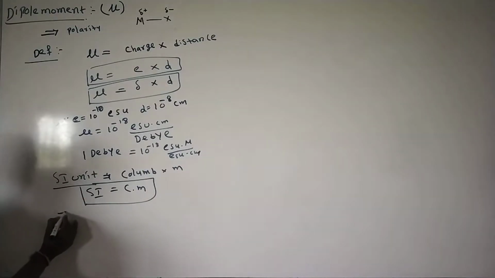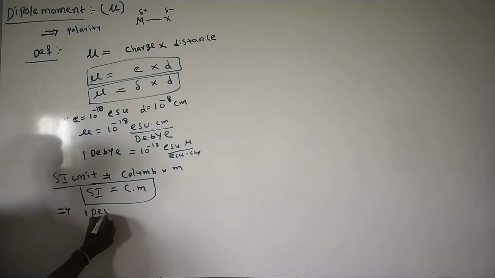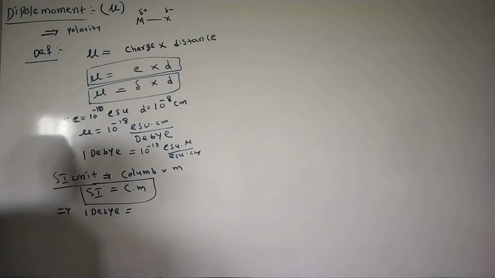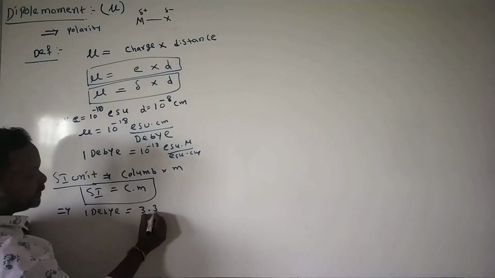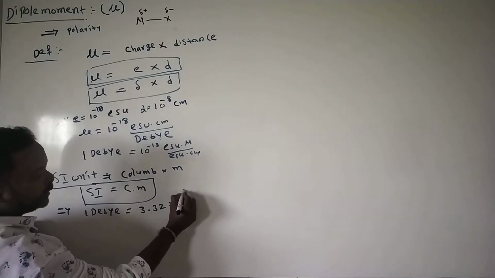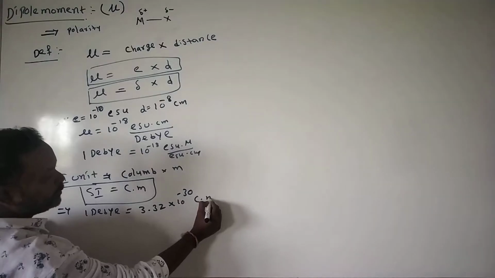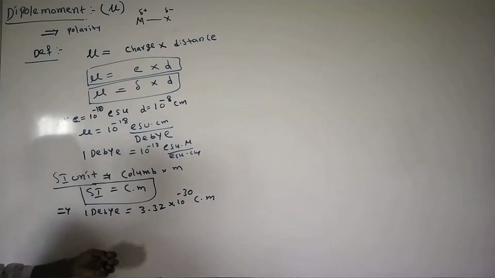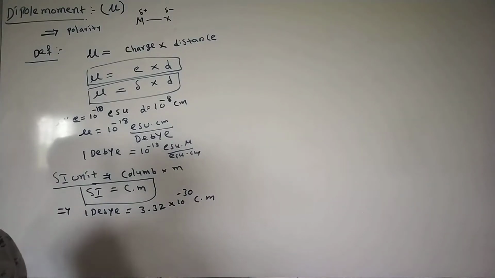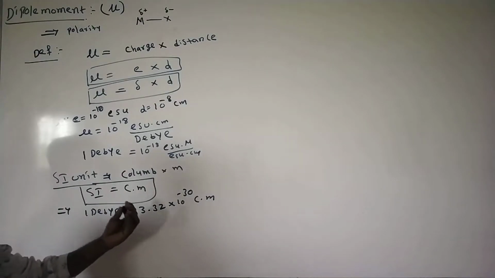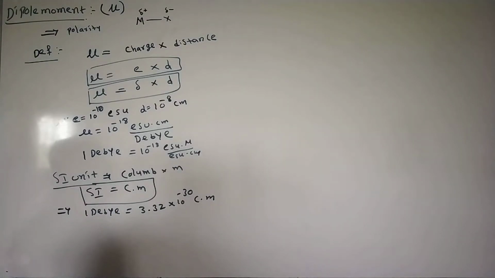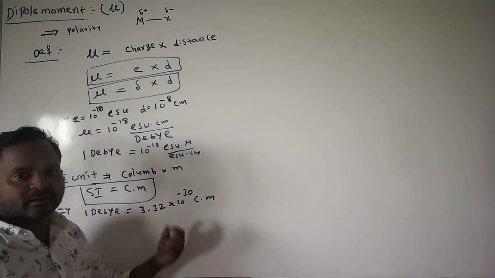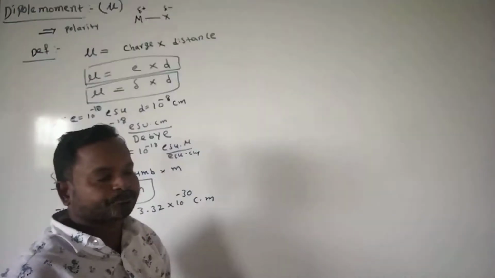In SI value, 1 debye is equal to 3.32 into 10 to the power of minus 30 coulomb meter. This is the value of 1 debye in SI unit, the value of dipole moment in SI unit for one polar molecule.